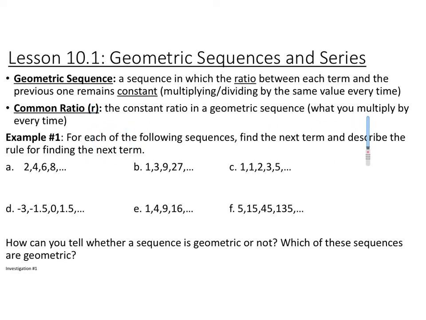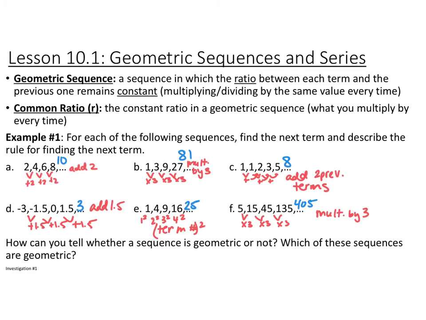We always represent it as multiplication, so if you're getting smaller, instead of saying divide by 2, we would say that we would multiply by 1/2. So here's a list of 6 sequences, and we want to find the next term and describe a way for finding the next term. So go ahead and pause the video, look at these 6 sequences. What's the pattern?